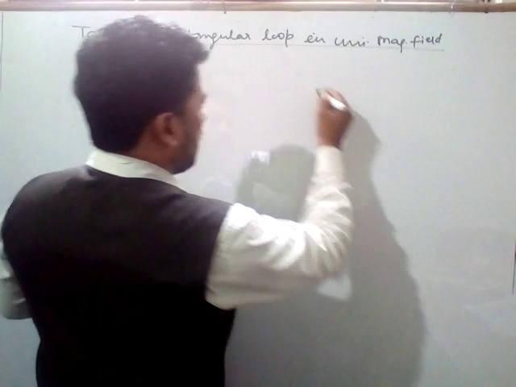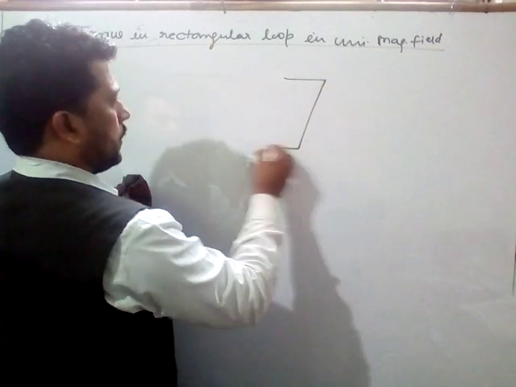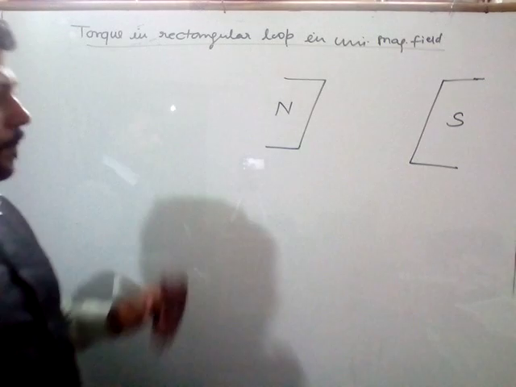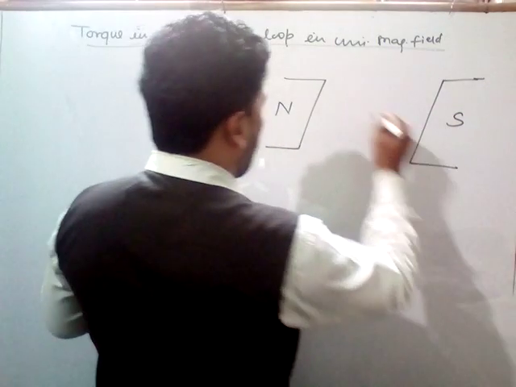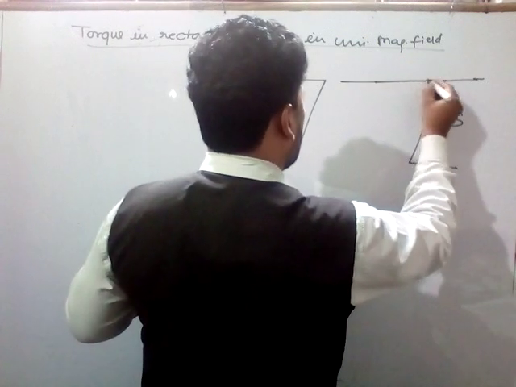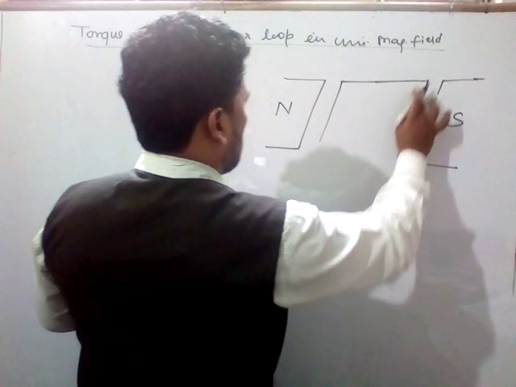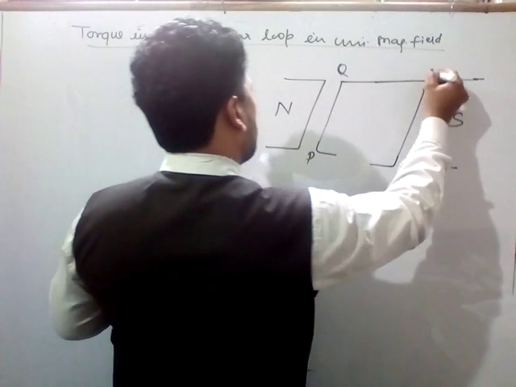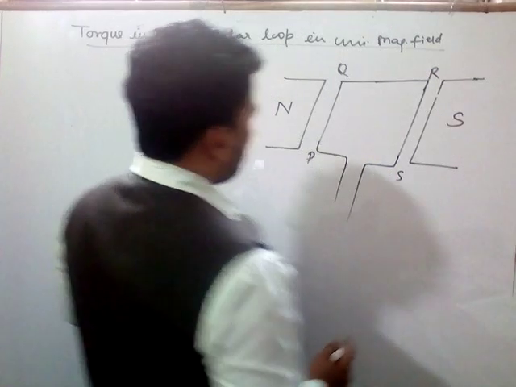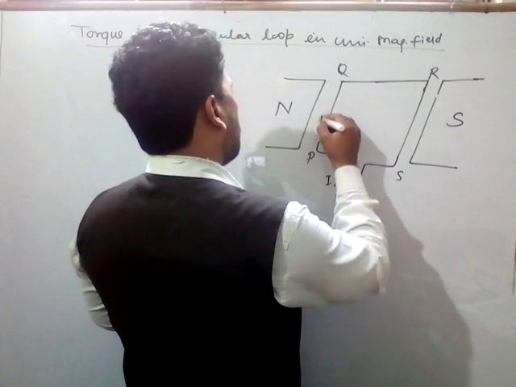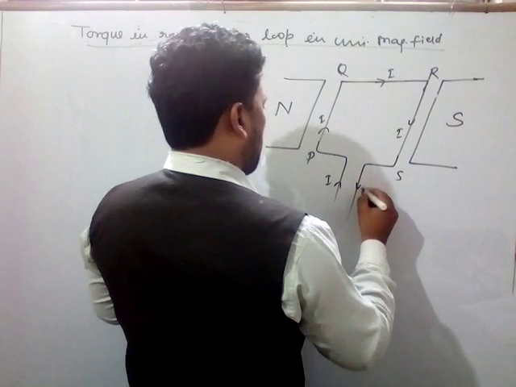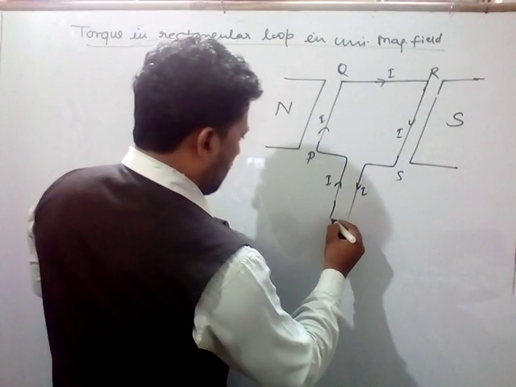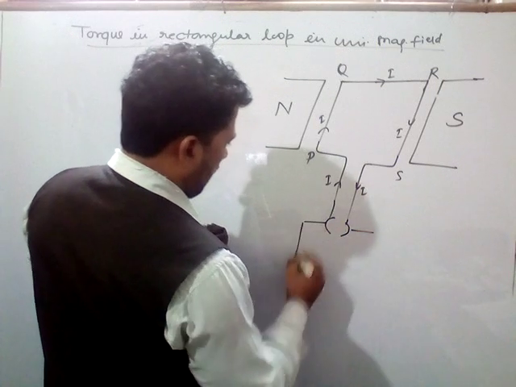So these are the two strong poles of the magnet, N and S, where we place this rectangular loop PQRS, in which current I is flowing in this way. It is attached to a source like this.